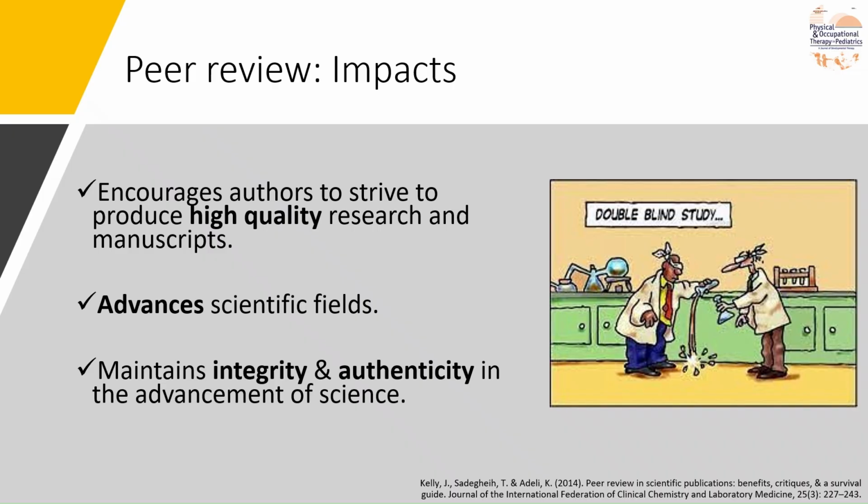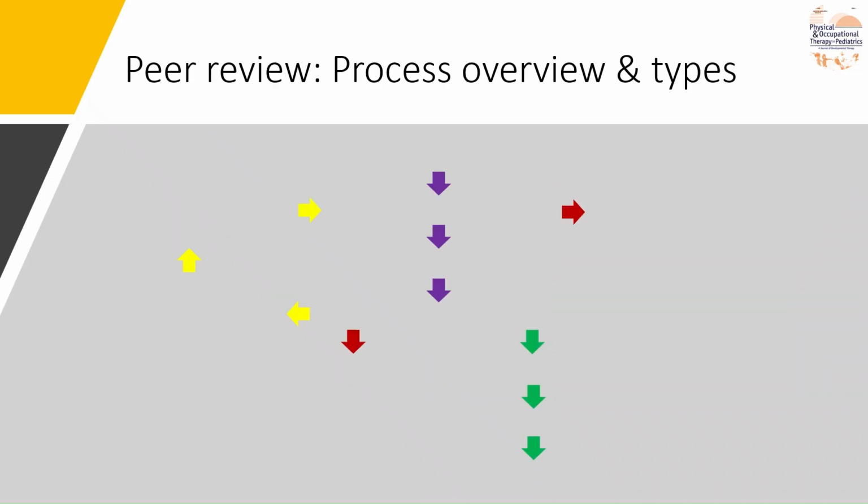Second, peer review advances entire fields by ensuring that new contributions are vetted, reliable, and meaningful. It shapes the direction of knowledge and guides clinical and scientific practice. Finally, peer review upholds the value of transparency, authenticity, and accountability in science. It helps maintain public trust and reinforces the ethical foundations of scholarly communication.